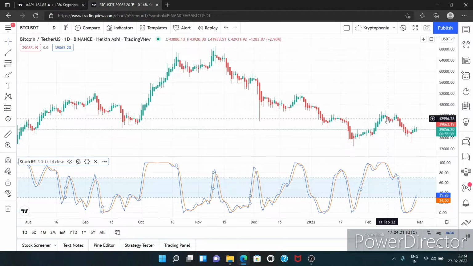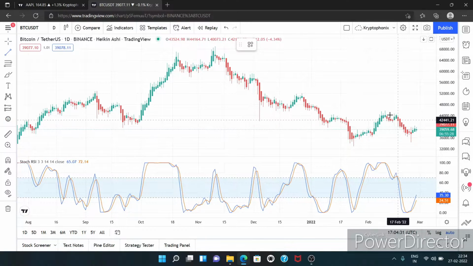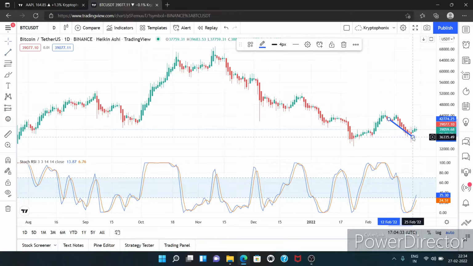Okay, so look right over here, two consecutive red candles. The stochastic RSI was above the 70 mark. Result, signal was to sell, down move.